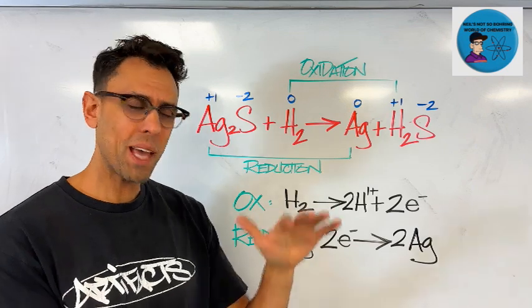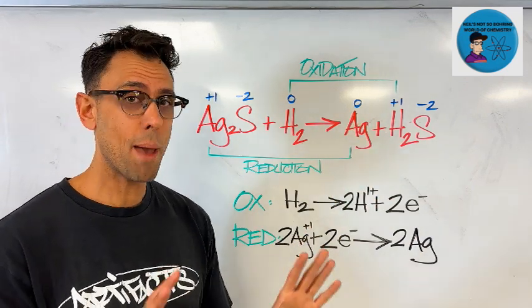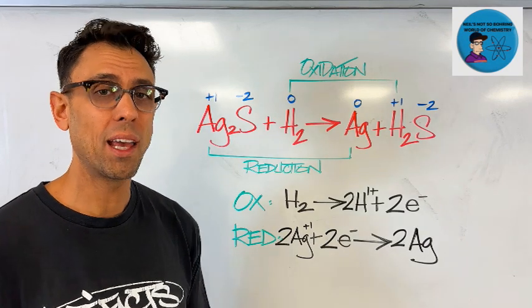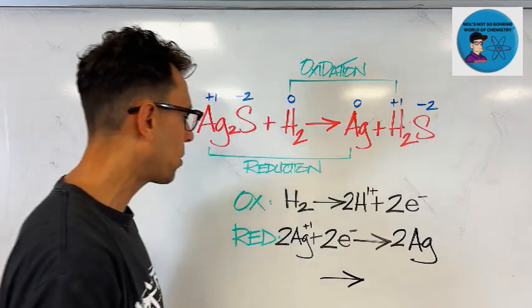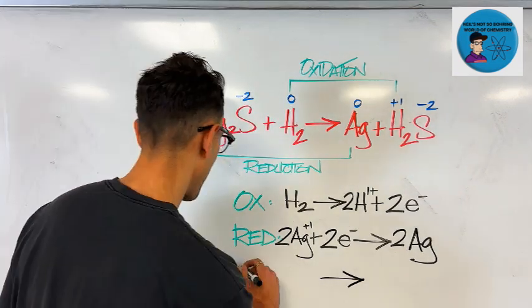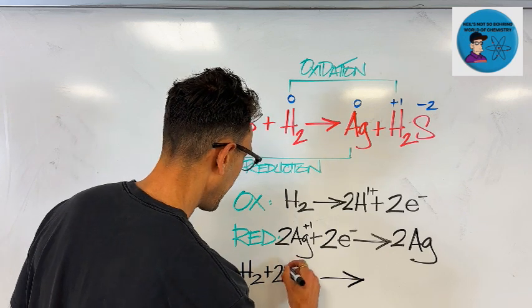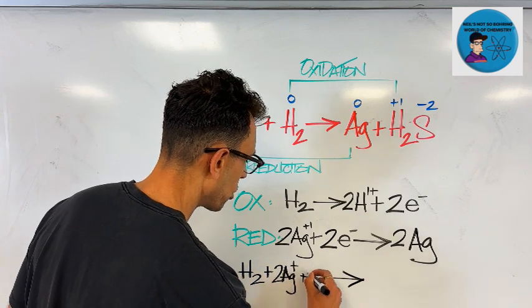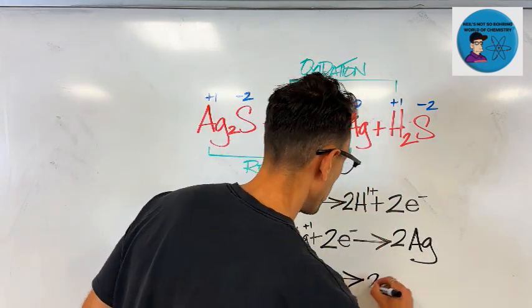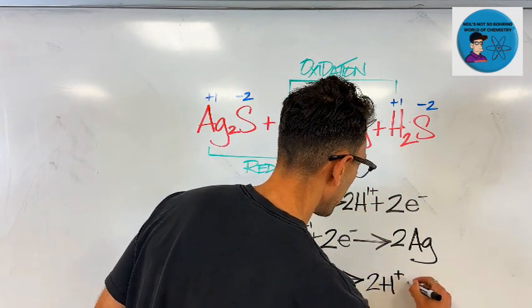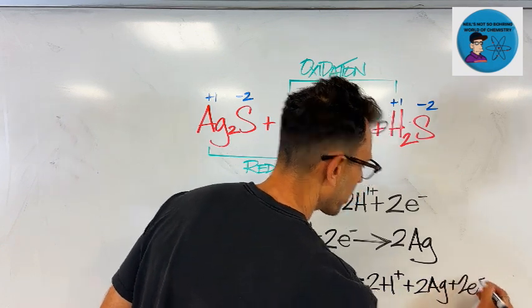Now, I should warn you, when we add these 2 together, we're not going to see the sulfur, right? And that's okay because the sulfur did not participate in the actual redox reaction. So if we do that combination, we'll draw an arrow. On the left side of the arrow, we have H2 reacting with 2 Ag plus 2 electrons. On the right side of the arrow, we have 2H plus reacting with 2Ag and 2 electrons.